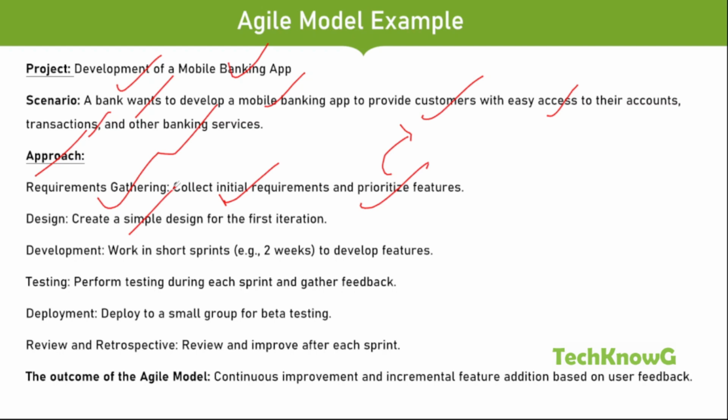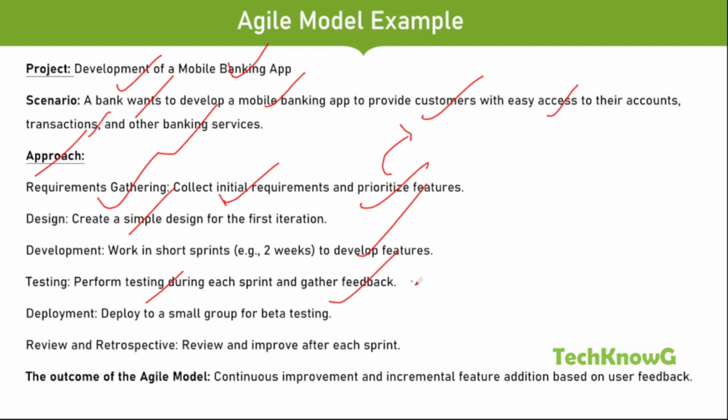Then designing: create a simple design for the first iteration. For the first sprint they will create a simple design. Then development work in short sprints, for example 2 weeks. I have said sprints means 2 weeks; 2 weeks of time is known as a sprint to develop features. Then testing: perform testing during each sprint. On each sprint the testers will do the testing and gather feedback.